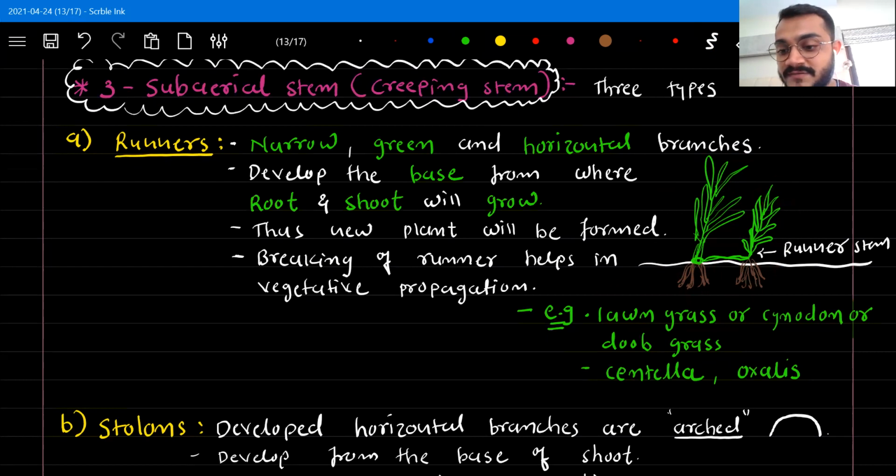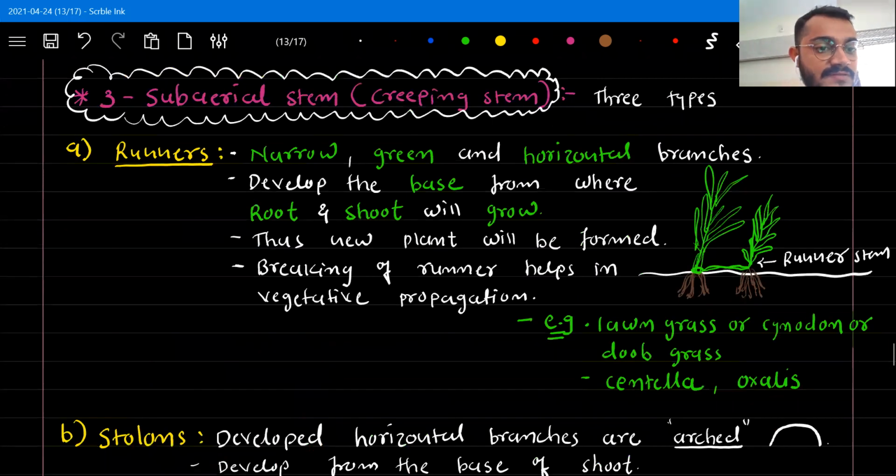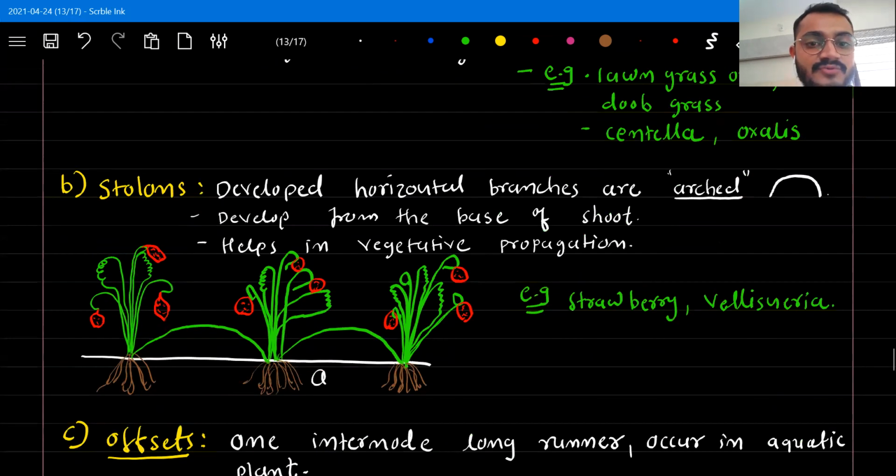or cynodon. It is also called doob grass. Also seen in centella and also in oxalis. So these are the three different examples of plants, lawn grass, centella, and oxalis, in which this runner type of vegetative propagation is seen. Then the second type is the stolon. Now in stolon, what will happen?